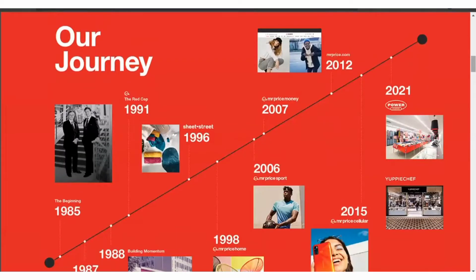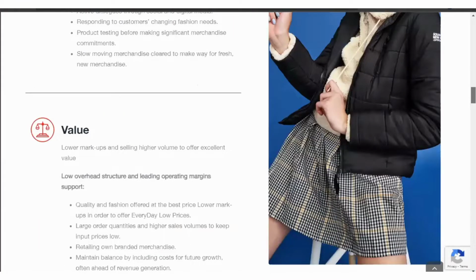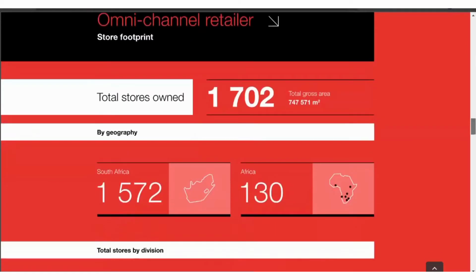And yeah, they got their journey here, telling you everything about the business, competitive edge. You want to learn all these things because you're going to buy shares and be a part of the company. So you want to know the business.